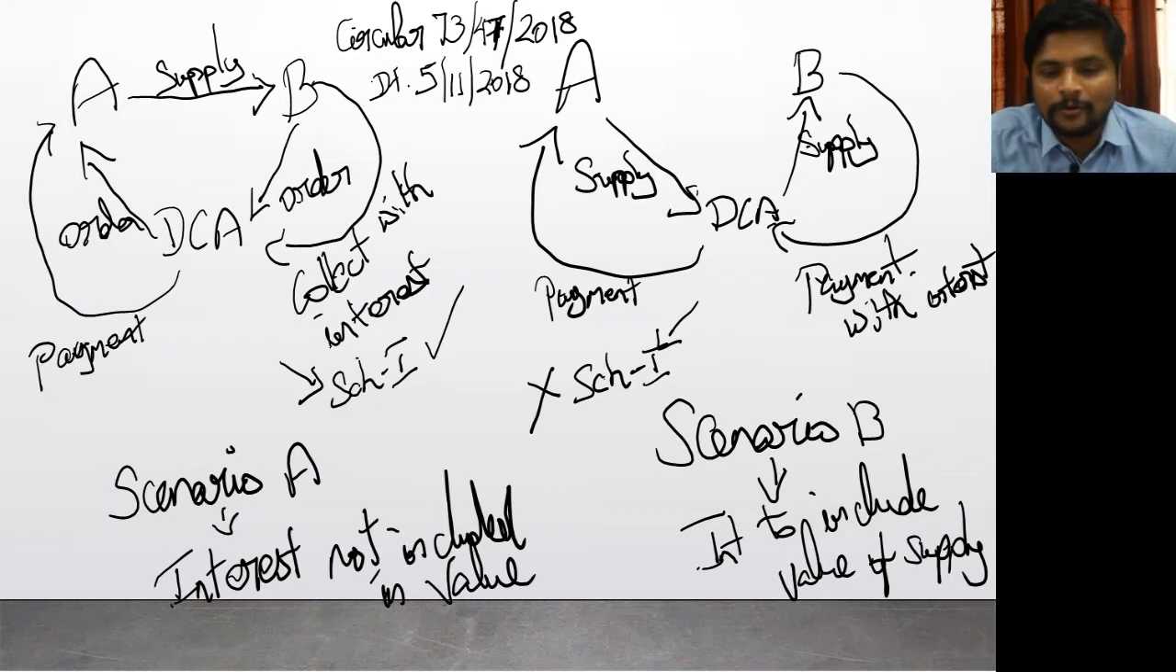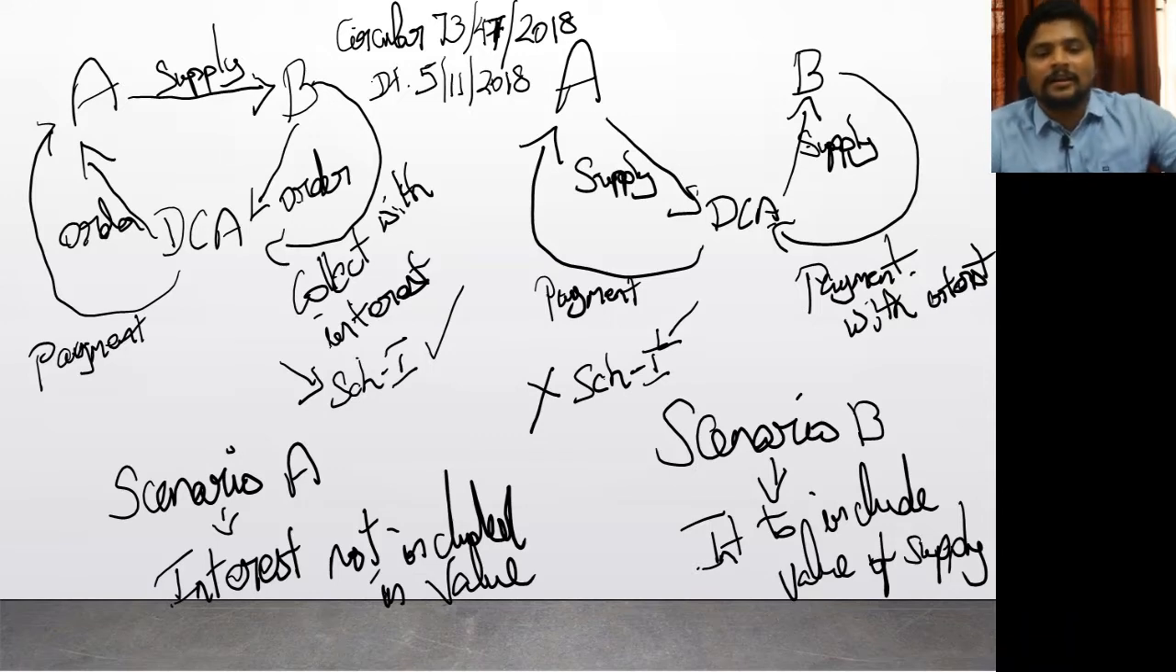But here I want to refer to another notification, notification number 12 of 2017, I remember. In that, whatever interest is charged by the agent for scenario B is an exempt supply. That particular notification exempts that as well. So this is clear now.